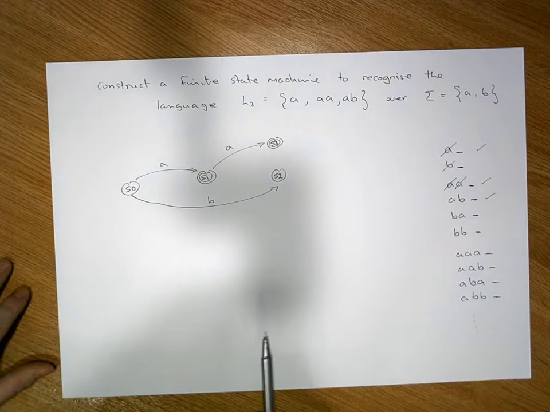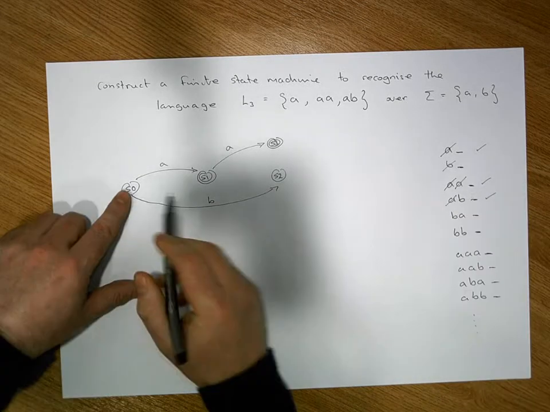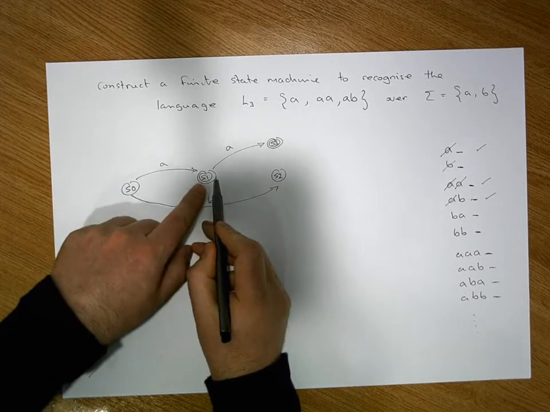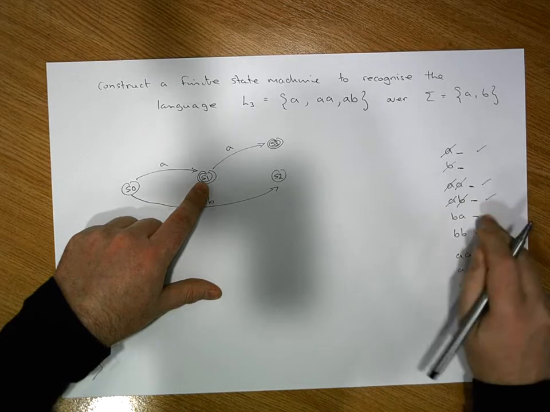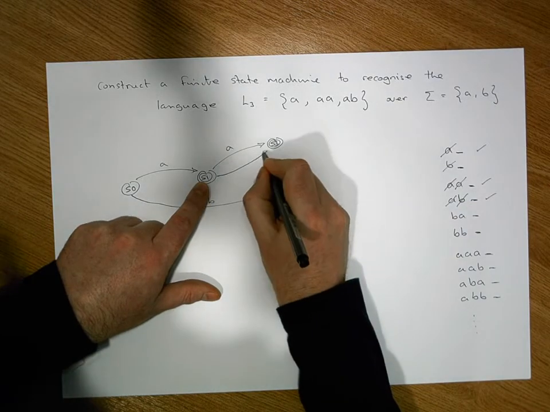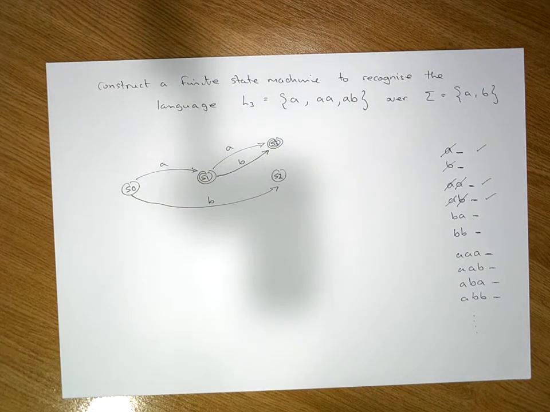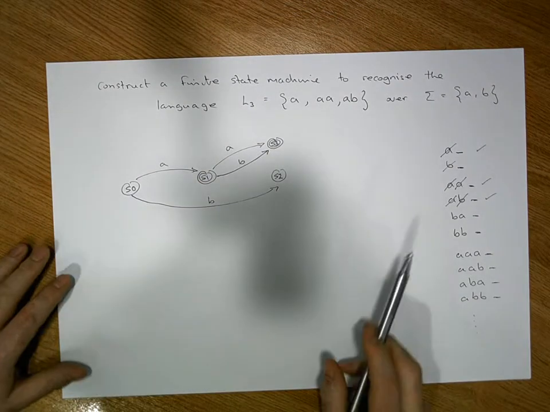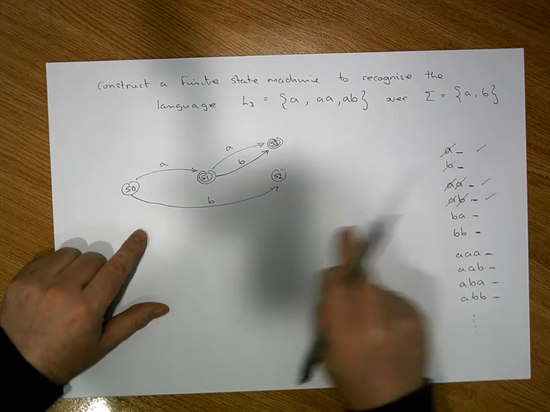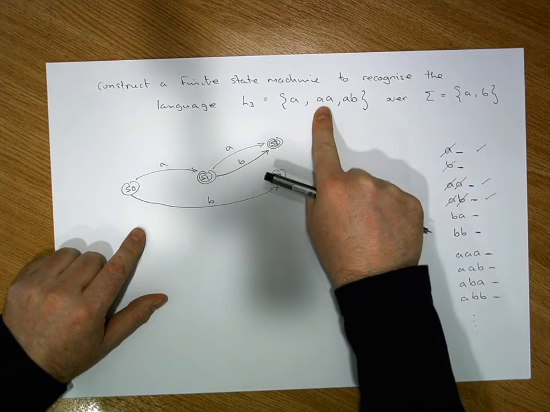Okay. So let's see what will happen. When we consume the A, that takes us to a final state. When we consume the B, we should also go to a final state. So let's take this S1 into this final state over here, on a B. Okay, so that's good. Now what we have is the machine recognizes at this stage the word A, the word AA, the word AB.